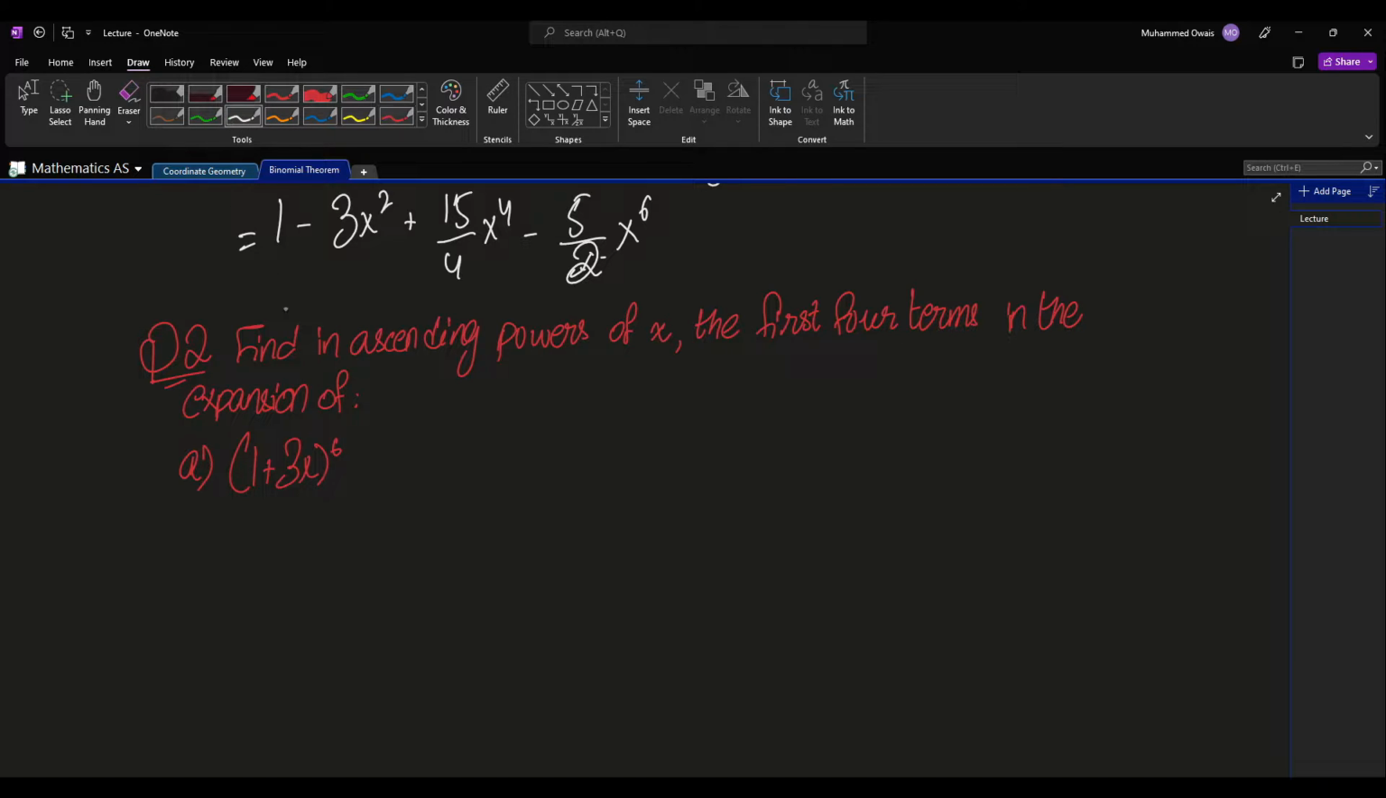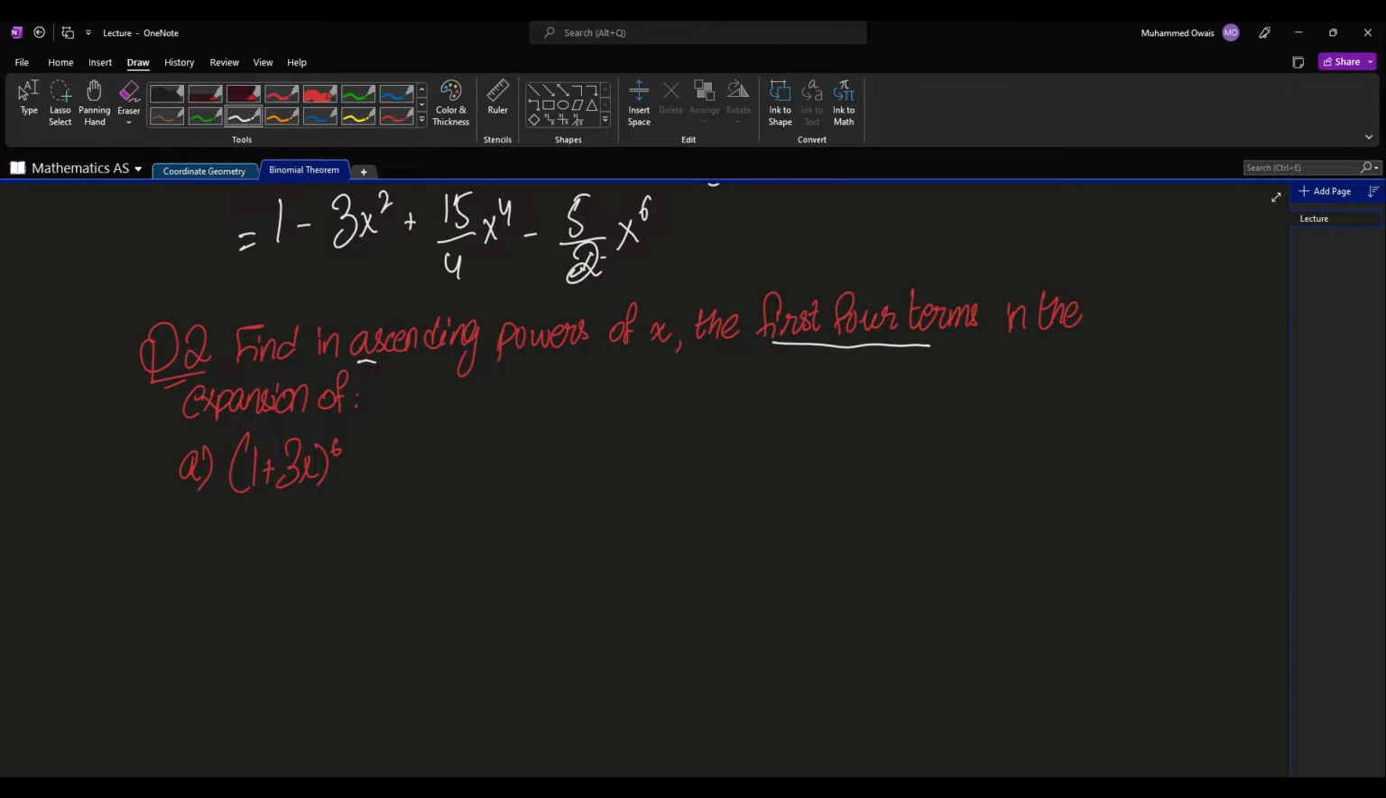Okay then, so here we have a question which is asking us to find the first four terms of this expansion. Basically it is asking us to find the first four terms, the nC0, then the nC1, then the nC2, and lastly the nC3 that makes up our four terms.